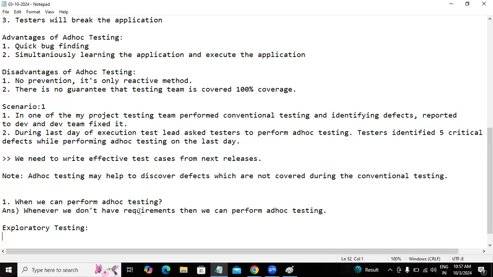If I'm clicking on some menus, what options are available? In that menu, I click on some option, so where is that particular option redirecting? Like this, we are going to explore the application, from end to end flow. From starting to ending, we are exploring the application.